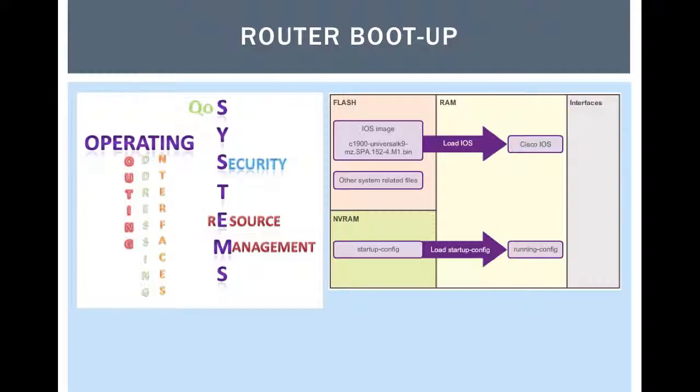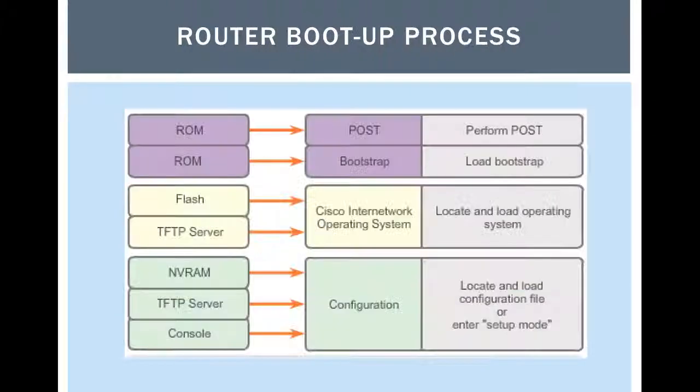A router loads the following two files into RAM when it's booted: the IOS image file, which facilitates the basic operation of the device's hardware components, and the startup configuration file, which contains the commands that are used to configure the router and create the running configuration file stored in RAM. And finally, the router bootup process is to perform the POST and load the bootstrap program, locate and load the Cisco IOS software, and finally locate and load the startup configuration file or enter setup mode.